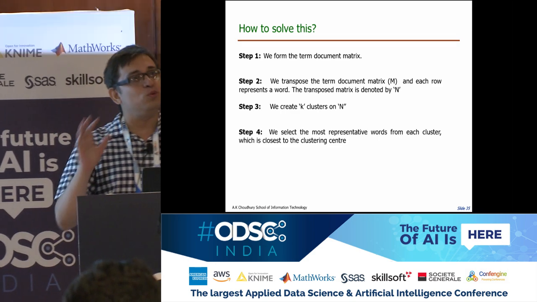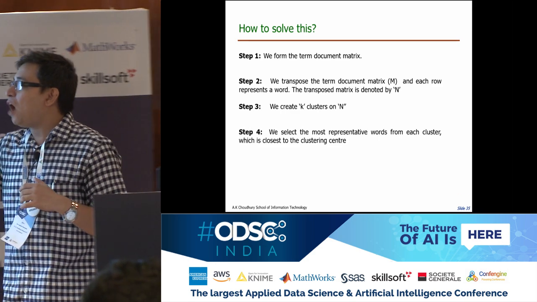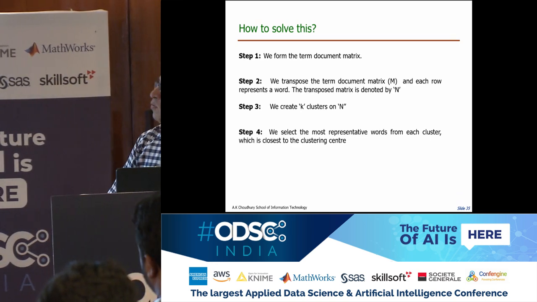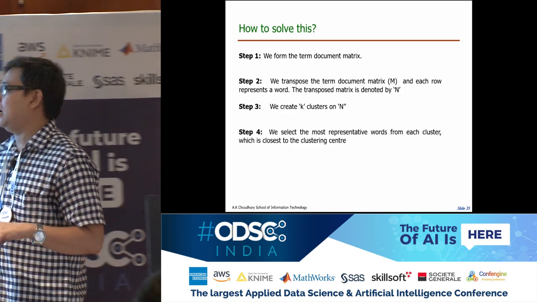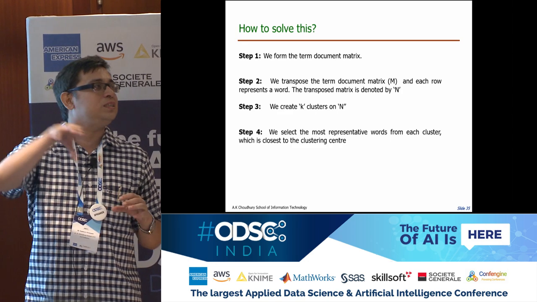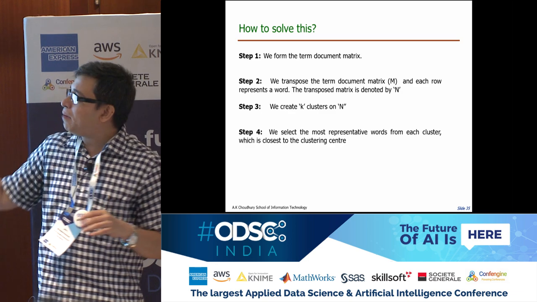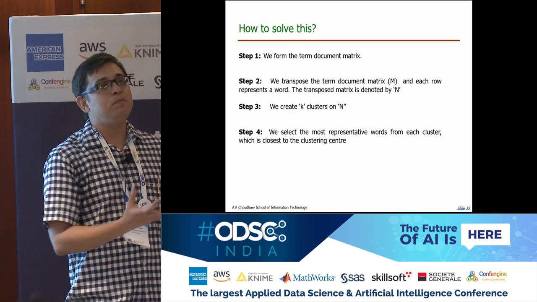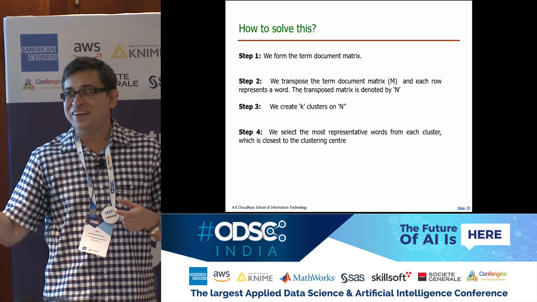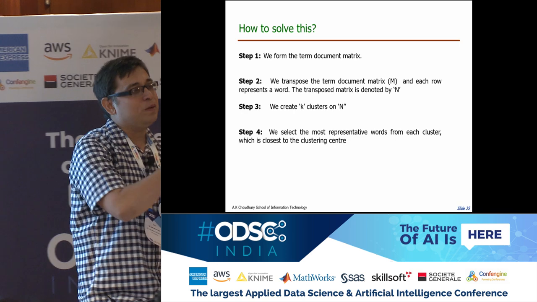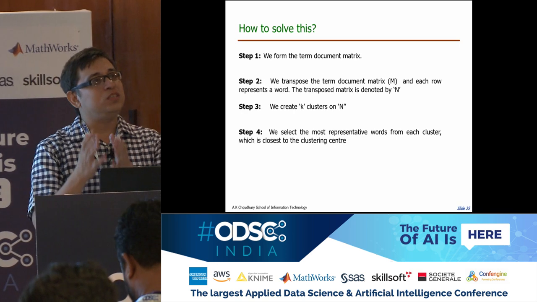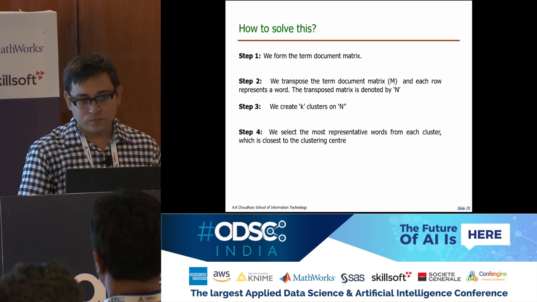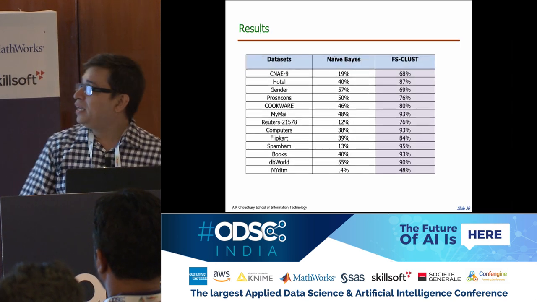I'm not going into deciding how we'll get K clusters. There are several ways for that. And then we select the most representative word from each cluster, which is closest to the cluster center. Because we have applied K-means, and one of the problems of K-means is the center is not a word, right? So what we have done is we have calculated the Euclidean norm, which is the closest to the center, and that word we have picked up in the feature subset. Okay.